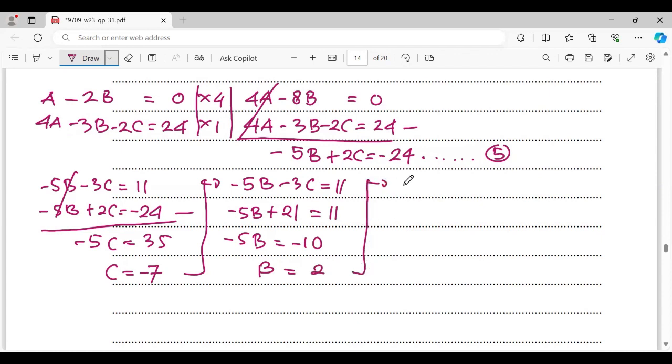Continue here. a minus 2b equals 0. a minus 4 equals 0. So a equals 4. So a equals 4, b equals 2, and c equals minus 7.